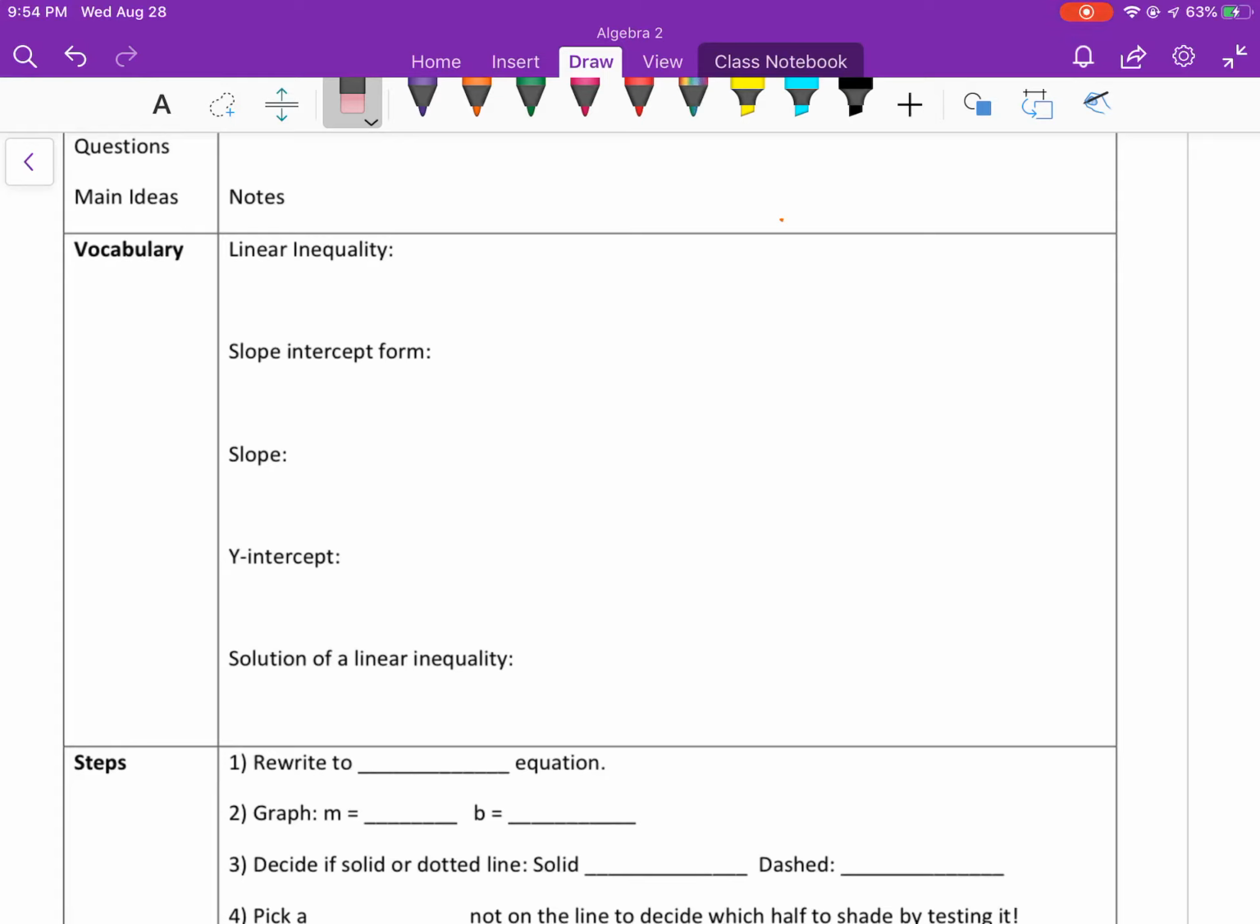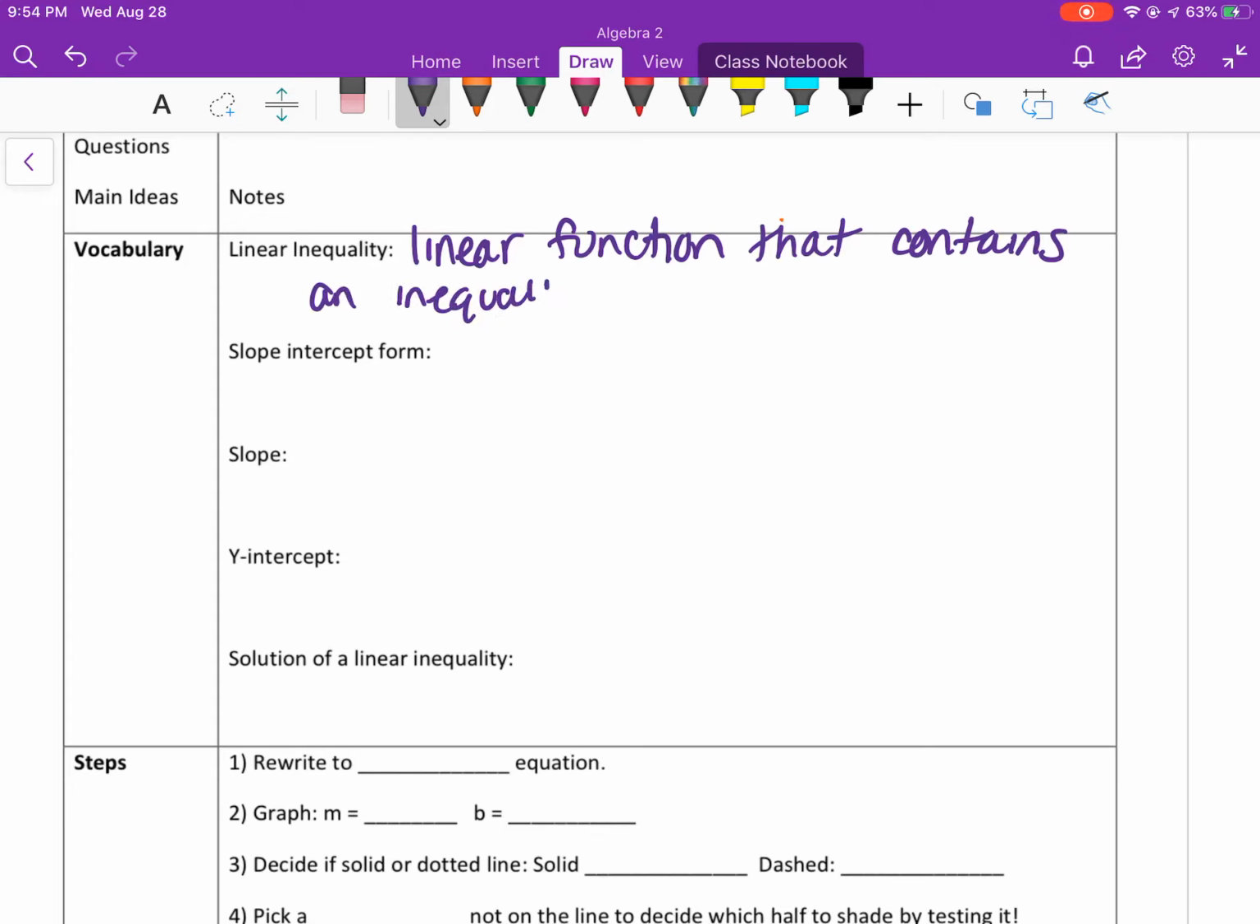First of all, what is a linear inequality? Well, it's a linear function that contains an inequality. An inequality is like a less than symbol, greater than symbol, less than or equal to, greater than or equal to. So those are our inequalities. A linear equation has an equal sign, a linear inequality has an inequality symbol.